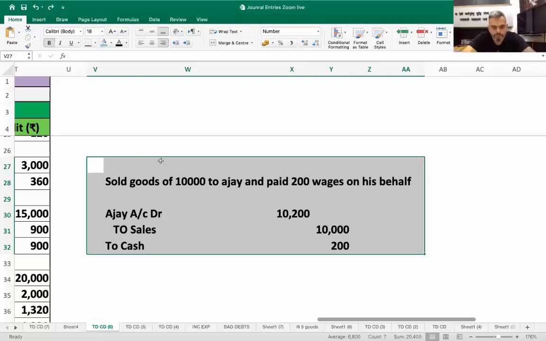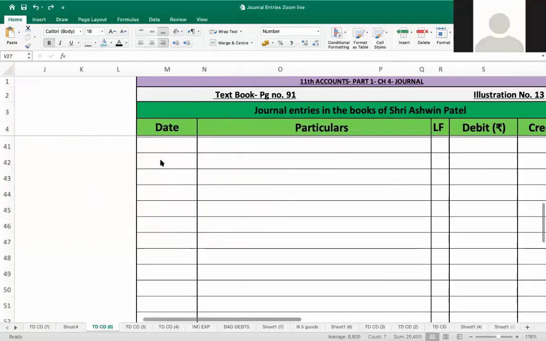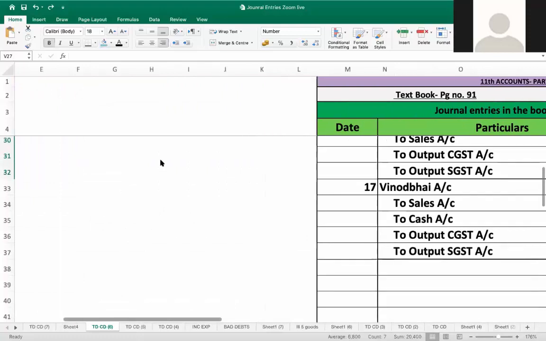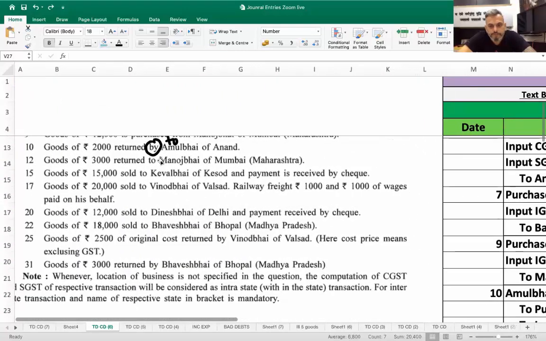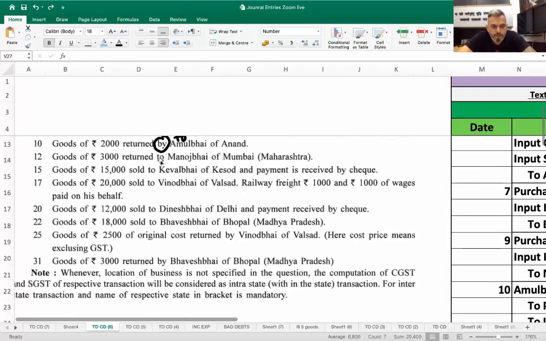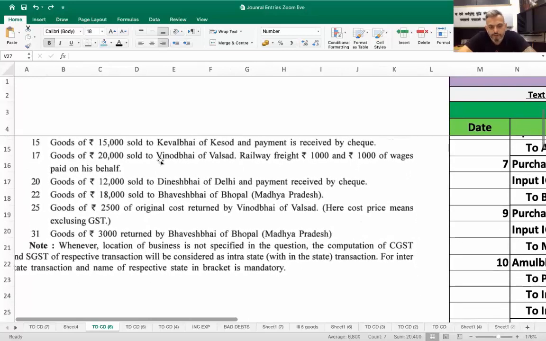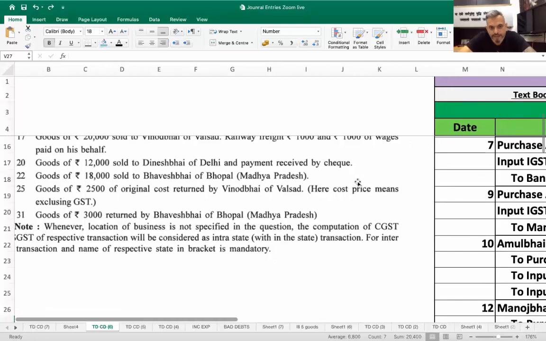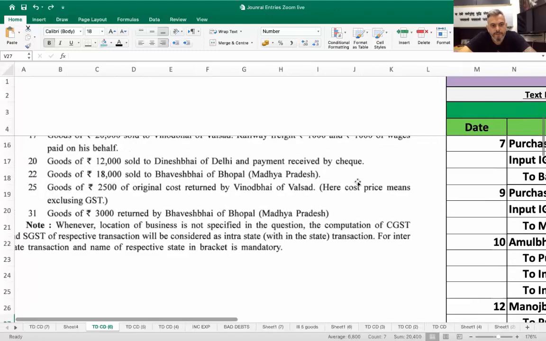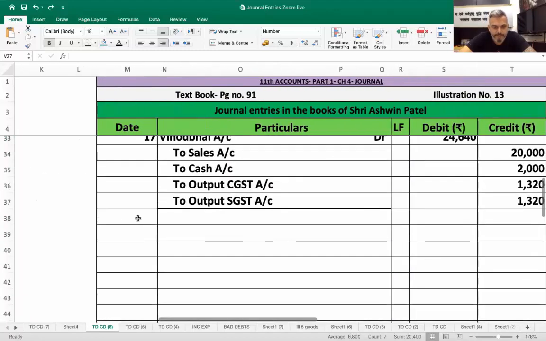Proceed now. Yes, sir. So now you all understood the 17 transaction. Now let's go to 20th. Goods of 12,000 sold to Dinesh Bhai of Delhi and payment received by check. So it's a cash transaction. So bank account debit in 20th.